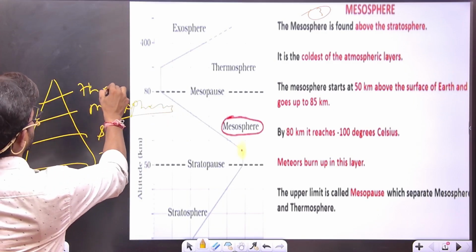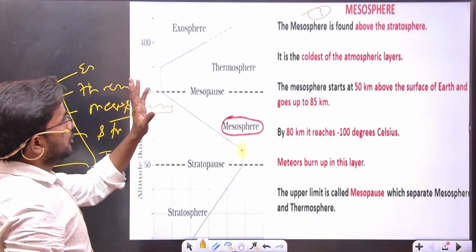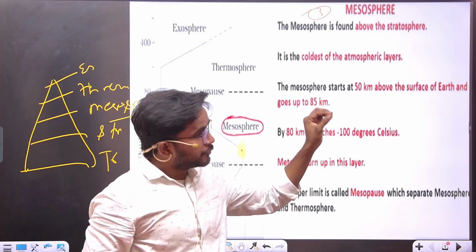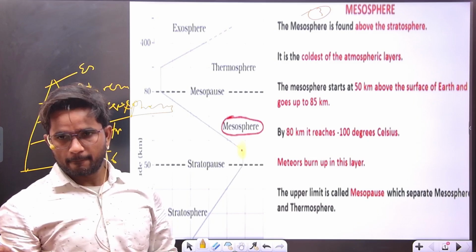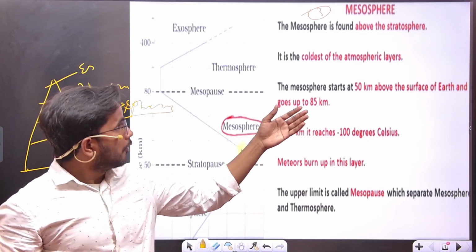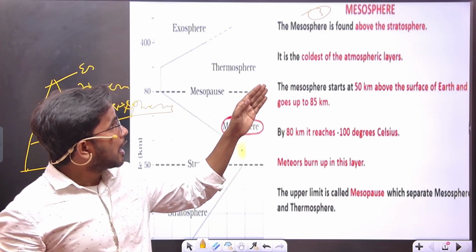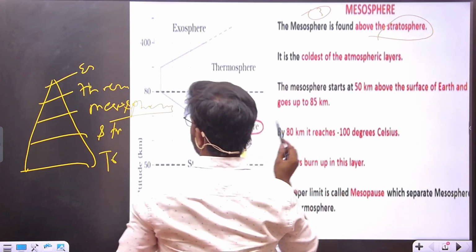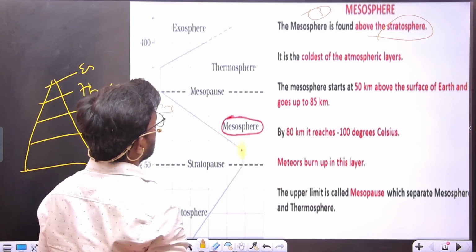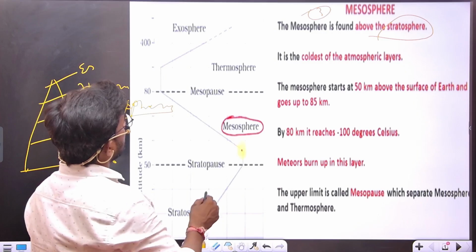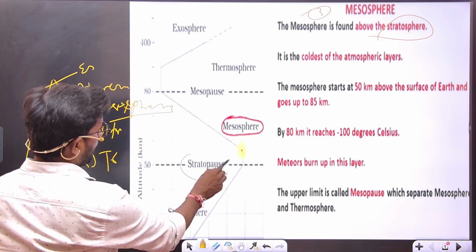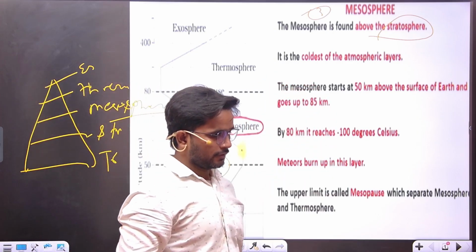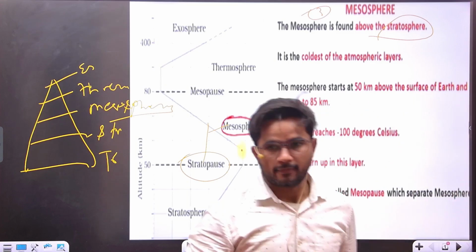And then the thermosphere and exosphere. So where is the mesosphere found? The mesosphere is found above the stratosphere. Understand the point? This layer is above the stratosphere. This is the troposphere, and above it the mesosphere. Okay.